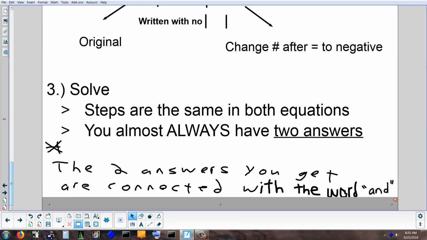The 2 answers you get are connected with the word and. So if I got, you don't have to write this down. Well, when it says answers connected by the word and. Oh, it says on there? I wrote it on. Okay, perfect. You guys don't have to write that down. It'll be like x equals 3 and x equals negative 5. So just make sure you know that the answers are connected by the word and.